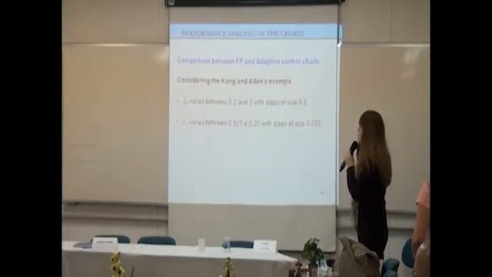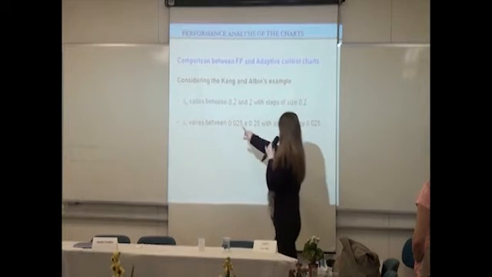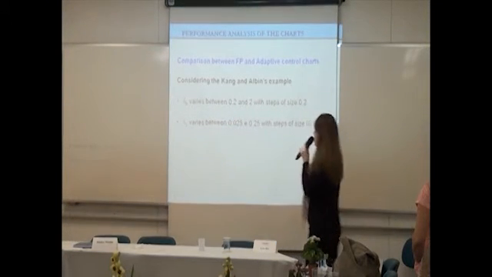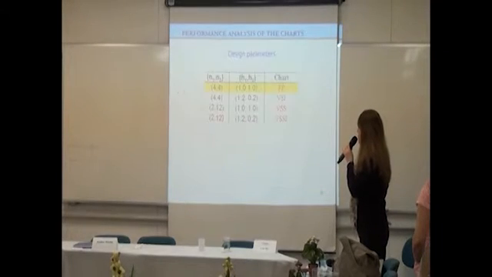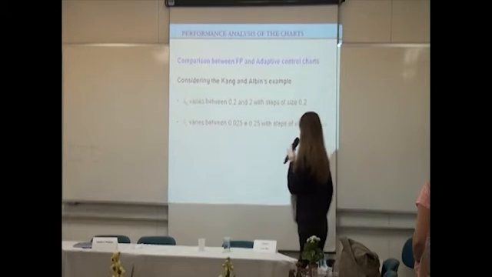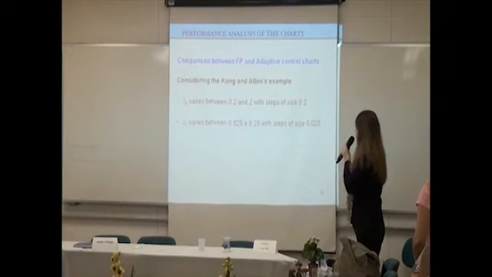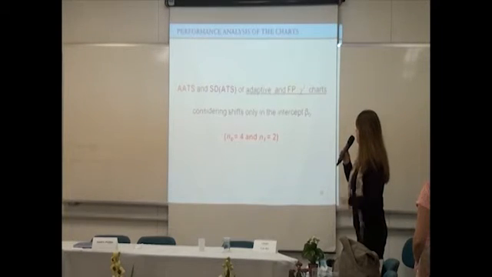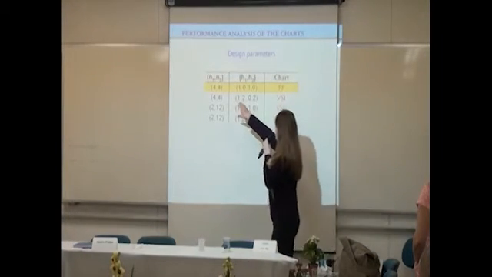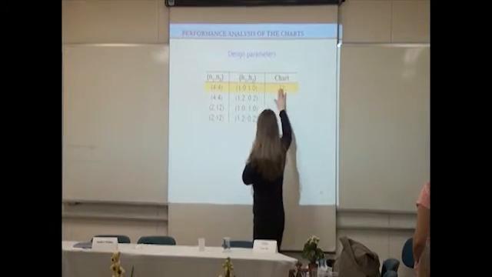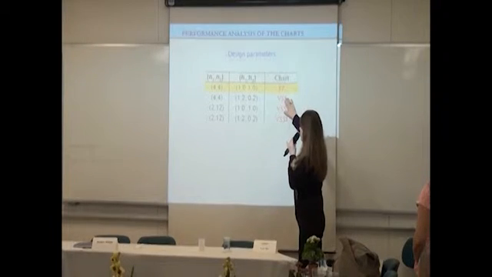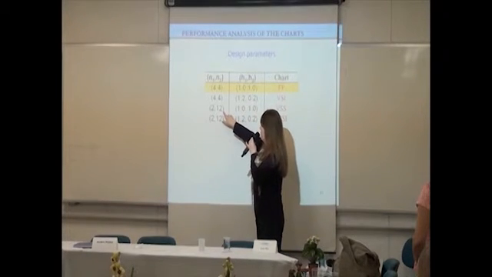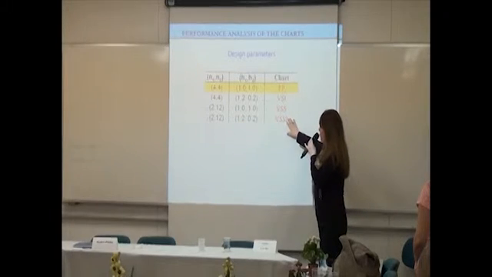Okay. So considering the Kang-Albin example, delta 0 varies between 0.2 and 2 with steps of size 0.2. Delta 1 varies between 0.025 and 0.25 with steps of 0.025. So here you just put some examples. This is with the fixed parameter control chart, where everything is fixed. Here, just the interval is varying. This is VSS, that is variable sample size. This is the chart that we are proposing.